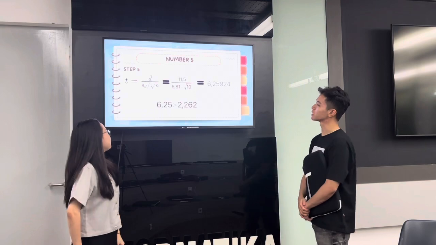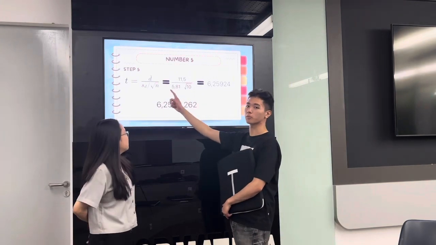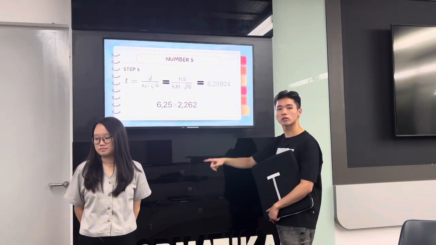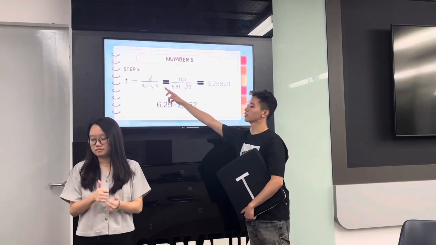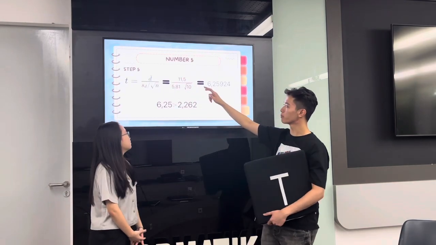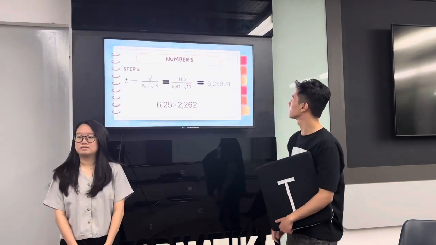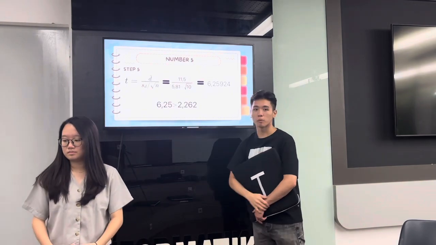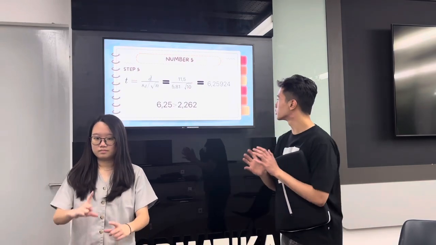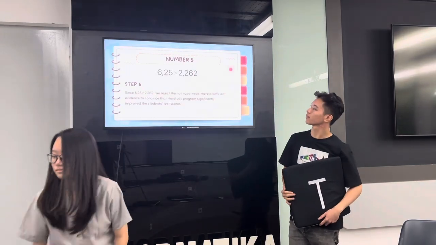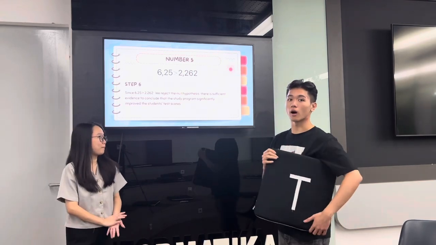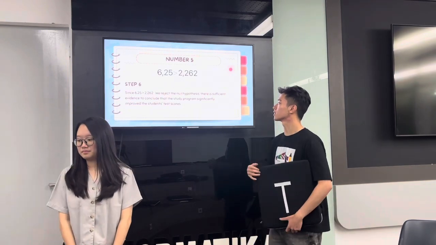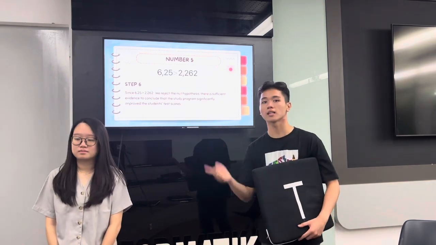Okay, the fifth step is we use the T formula. The mean difference divided by the standard deviation divided by the square root of the number of samples. So this means 11.5 divided by 5.81 divided by the square root of 10. And we got 6.259. So 6.259 is greater than 2.262. So we are going to reject the null hypothesis, since there is sufficient evidence to conclude that the study program significantly improved the students' test scores.